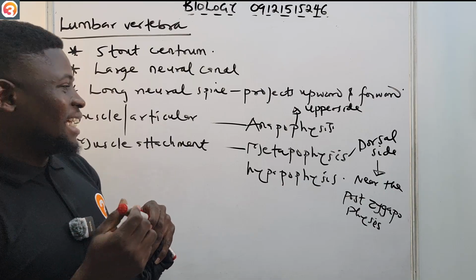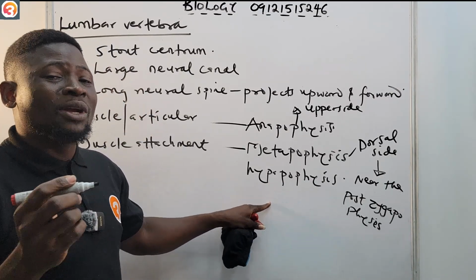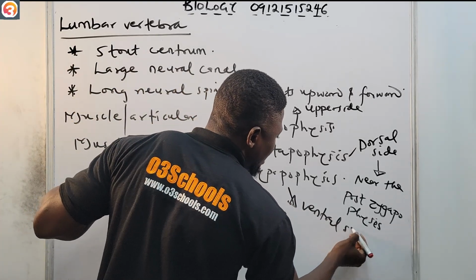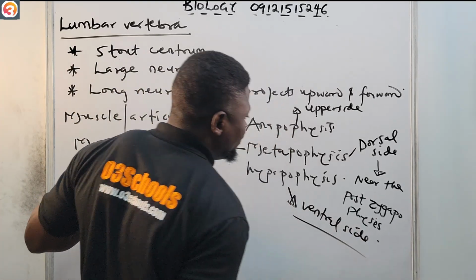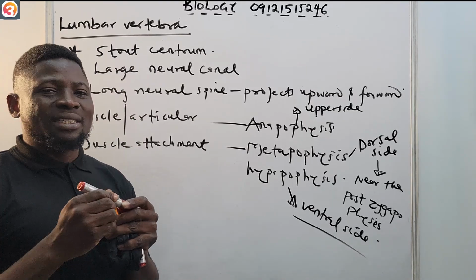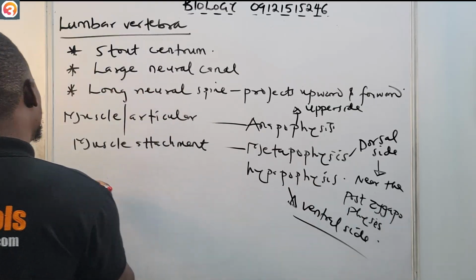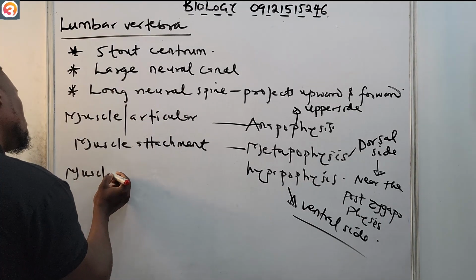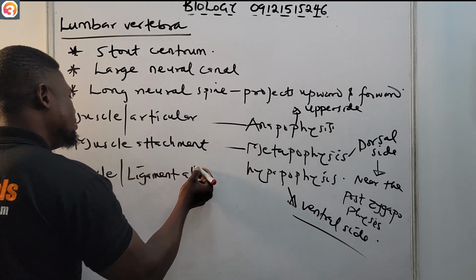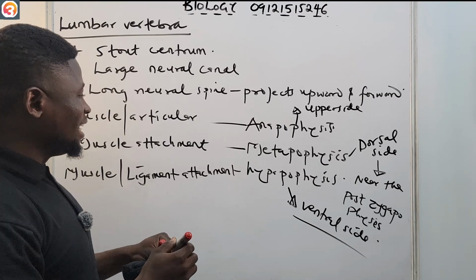We will now also have the hyperpophysis. This hyperpophysis is located at the ventral side of the vertebral body. And what is the purpose of this hyperpophysis? The purpose is for muscle or ligament attachment.